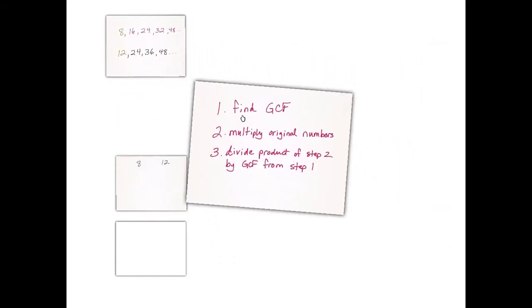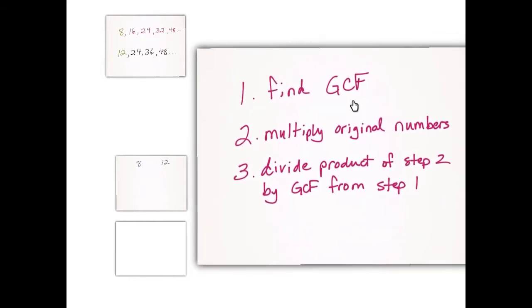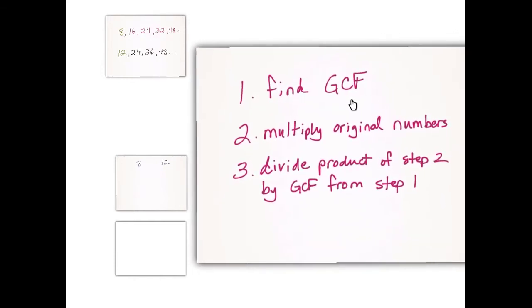A different method we could use to find the least common multiple: first, find the greatest common factor of the numbers we're trying to find the least common multiple for; second, multiply the original numbers; and then third, divide the product of step 2 by the greatest common factor from step 1. What does that all mean? Well, let's take a look.